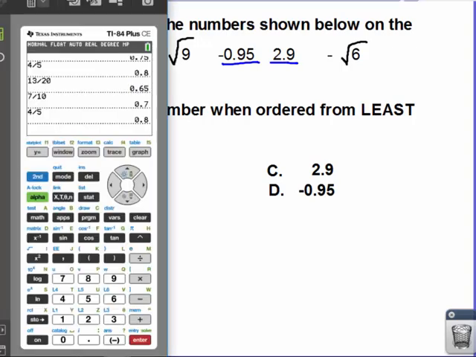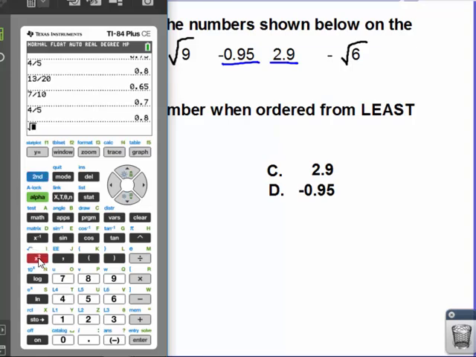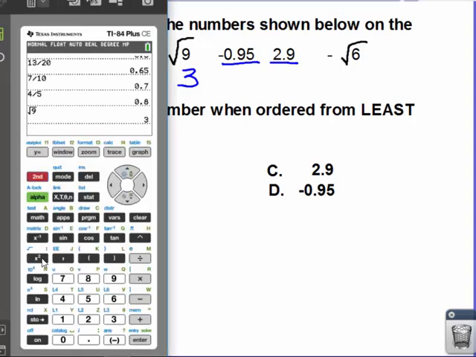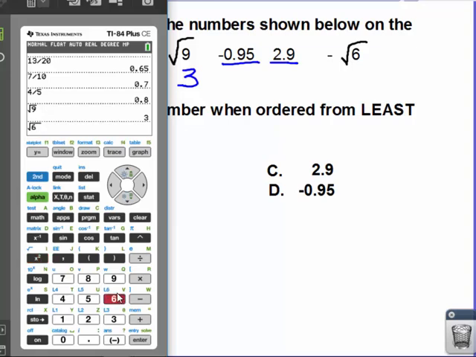To do your square root, we need to get to this key right here. We do that by hitting the second key. So second, x squared, press the 9, press the right arrow to get out of the radical, and then hit enter, and you should get the value of 3. So this is equal to 3, or 3.0. Now we need to do the negative square root of 6. So again, we go second, x squared, 6.